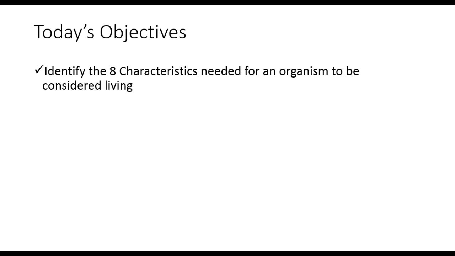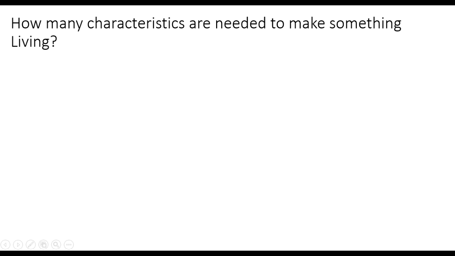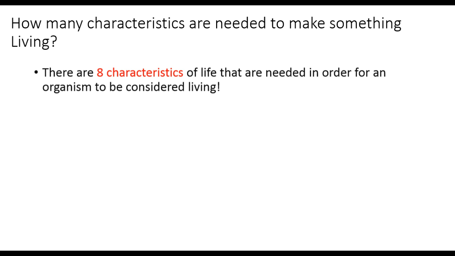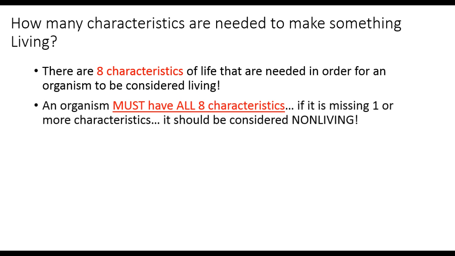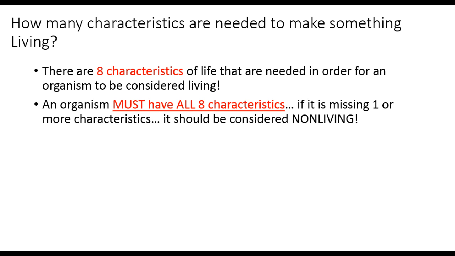Today we're going to take a look at the 8 characteristics needed for an organism to be considered living. How many characteristics are needed to make something living? This is our question of the day. We need to know how many characteristics there are and what these characteristics are. There are 8 characteristics of life that are needed in order for an organism to be considered living. An organism must have all 8 characteristics. If it is missing one or more characteristics, it should be considered non-living.